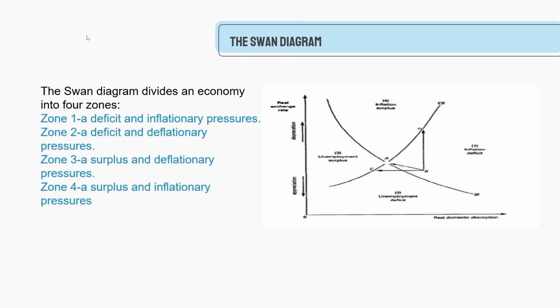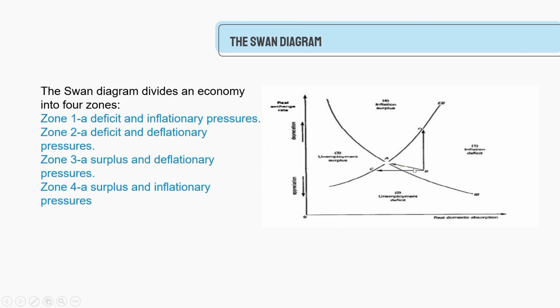When we combine both graphs in one frame, we get the Swan diagram. As you can see, the Swan diagram divides the economy into four zones: Zone 1, Zone 2, Zone 3, and Zone 4. In Zone 1, a deficit and inflationary pressure. In Zone 2, a deficit and deflationary pressure. In Zone 3, there is a surplus and deflationary pressure. In Zone 4, we have a surplus and inflationary pressure. The economy is in both internal and external balance at point A.